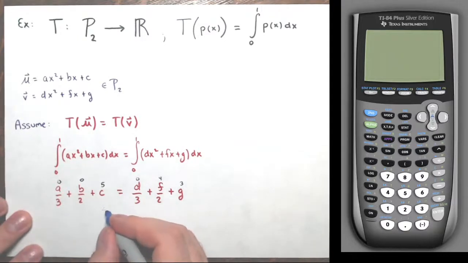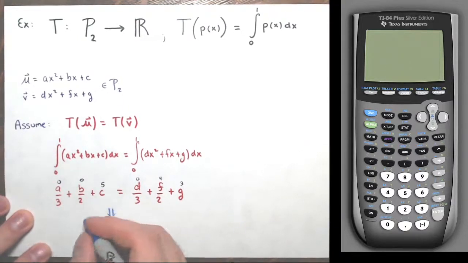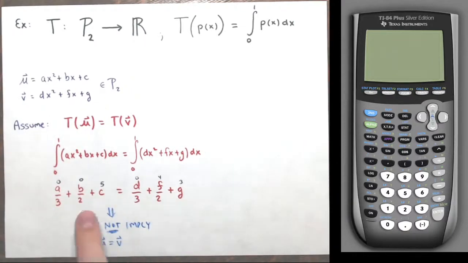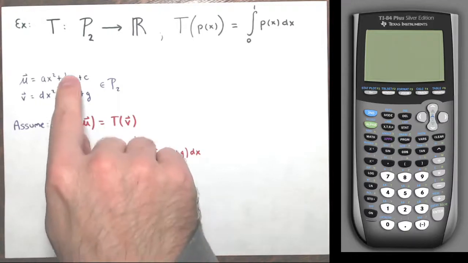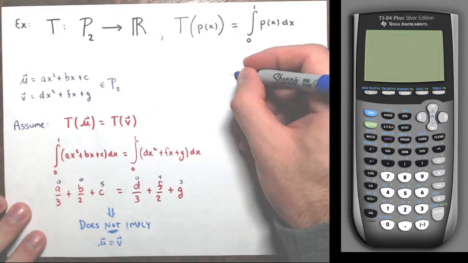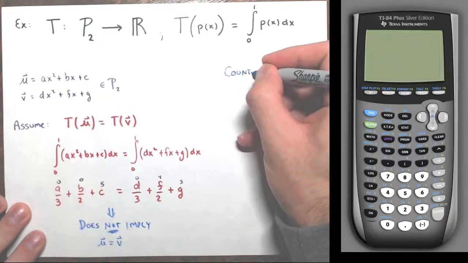So this equation here does not imply that u equals v. And I just showed you an example of where some values of a, b, and c, and some values of d, f, and g would make this true. But a is equal to d in my choice, but b is not equal to f, and c is not equal to g. So these polynomials wouldn't be equal. So there's my counterexample. So it looks like this is not 1-to-1 again.